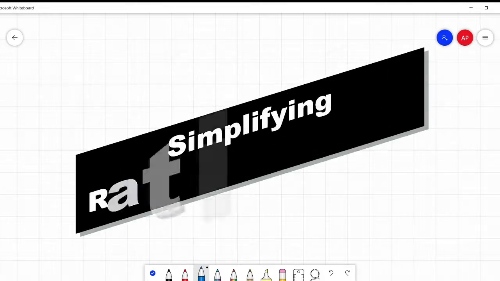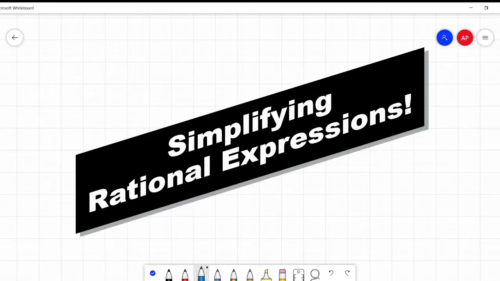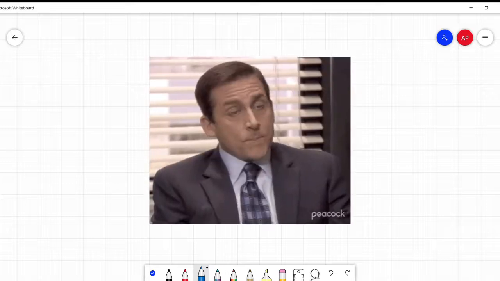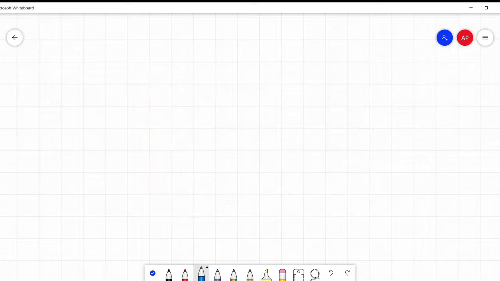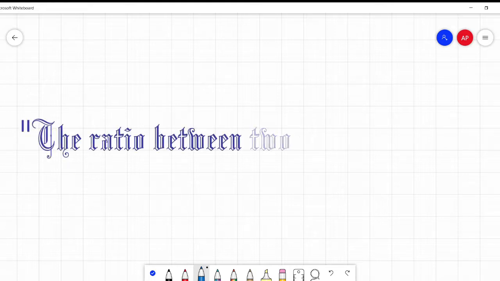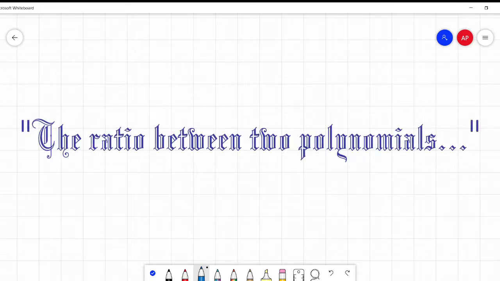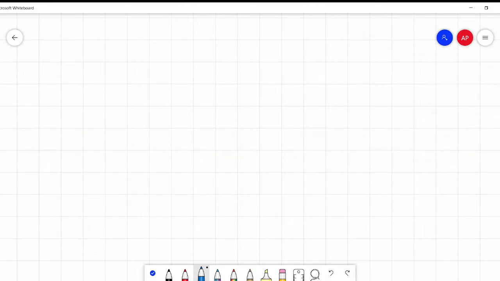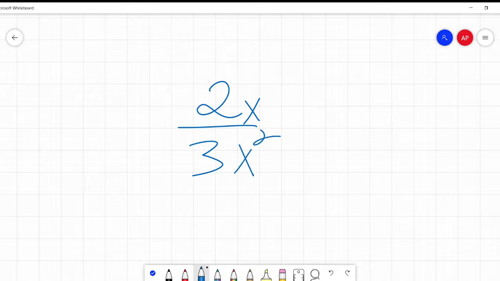Today we're talking about simplifying rational expressions. I would think the first question that would come to mind when you hear this is, what is a rational expression? The technical definition is the ratio between two polynomials. Okay, well, yeah, what does that mean? Basically it means a fraction, except there are variables involved.